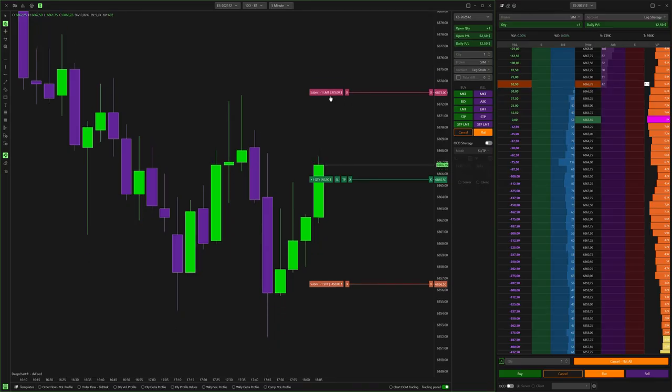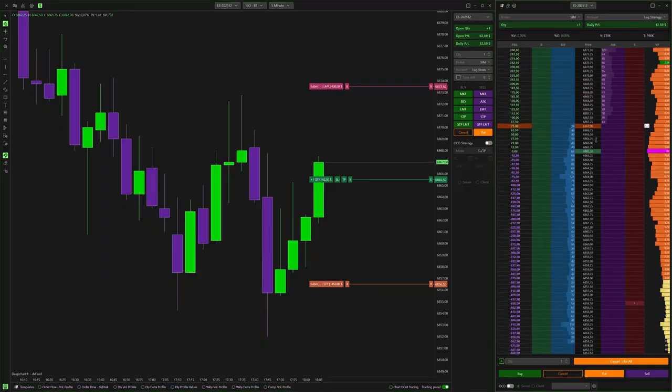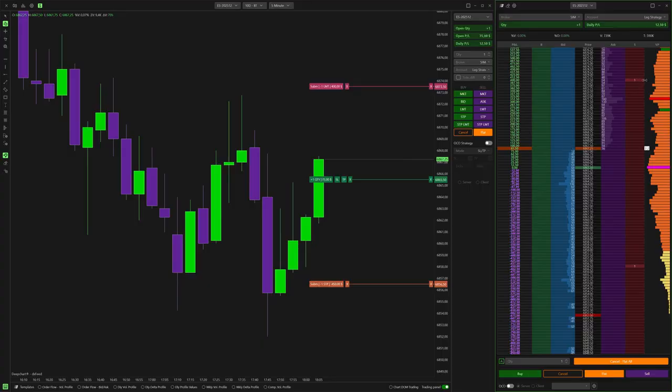So take profits for buy positions are limit orders, are sell limit orders. And if you go inside here, you will see you have a sell limit right over here and a sell stop right over here, because limits are typically for sells above price and sell stops are below price, right?